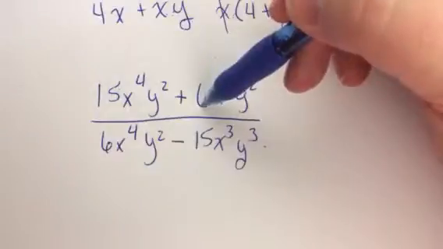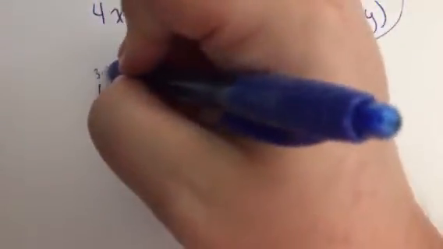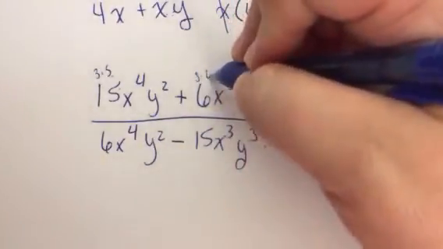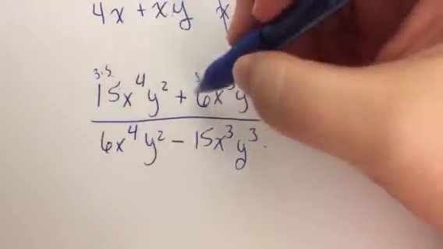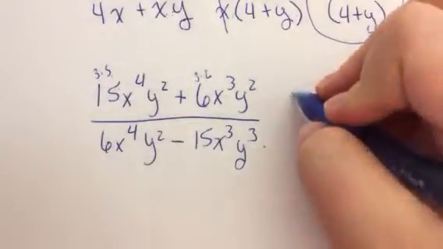We have a 15 and we have a 6. Well, 15 is the same thing as 3 times 5, and 6 is the same thing as 3 times 2. So I can see that 6 is divisible by 3, and 15 is also divisible by 3. So I'm going to factor out a 3 first.